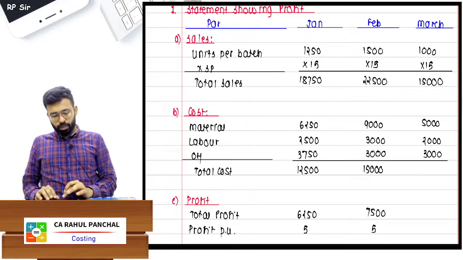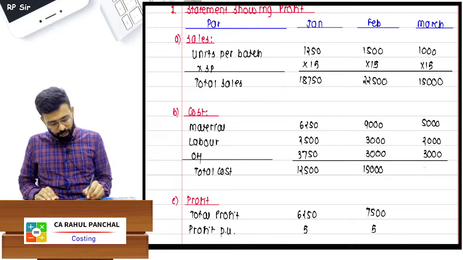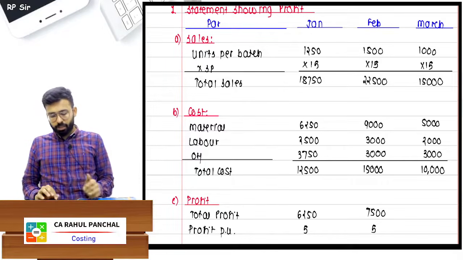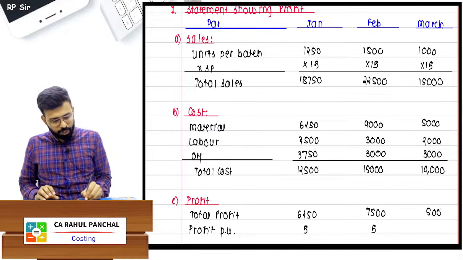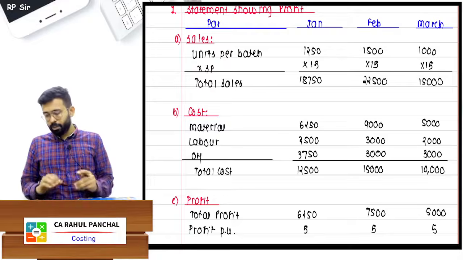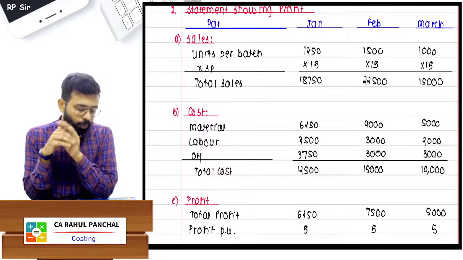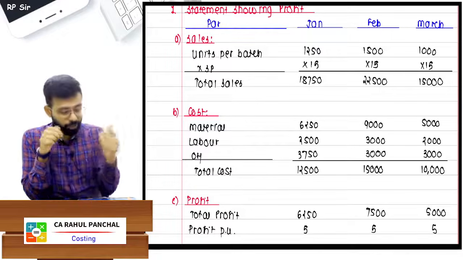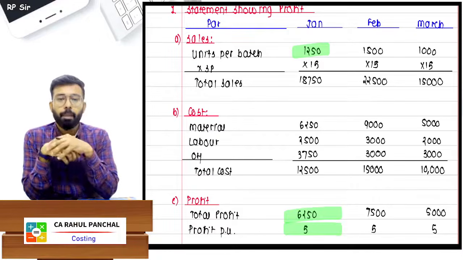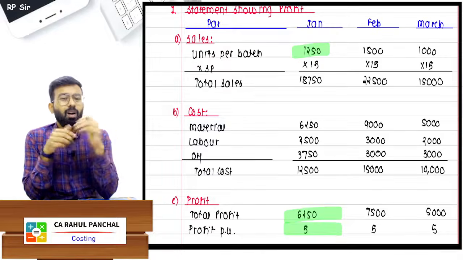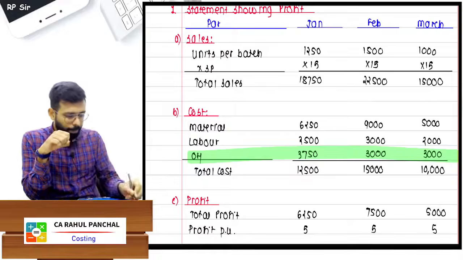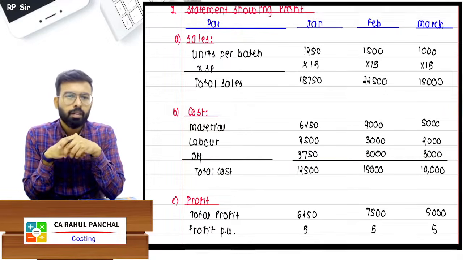Again, 5,000 plus 2,000 plus 3,000, that will be 10,000. Minus 15,000, you get 5,000 as a profit for 1,000 units. So 5 rupees per unit will be your profit. So they were asking for this only, profit per batch. One batch is of this many units, this will be your profit per batch and per unit. What was difficult was the overheads, maybe, which I have explained.